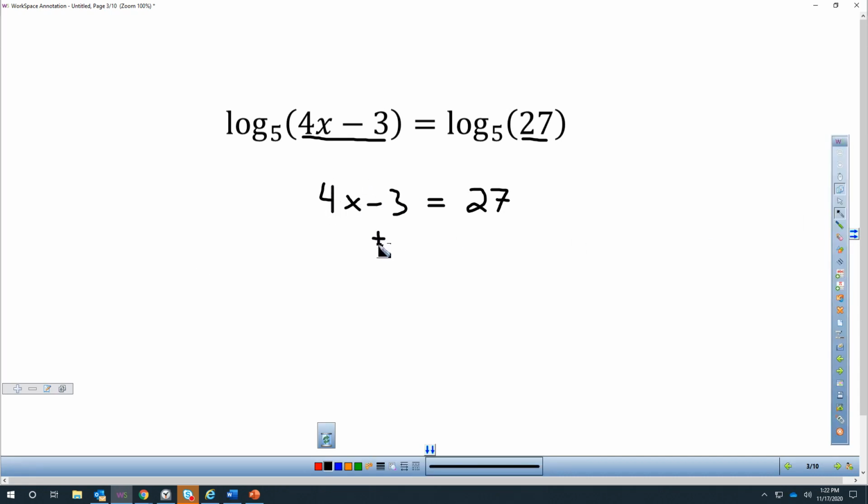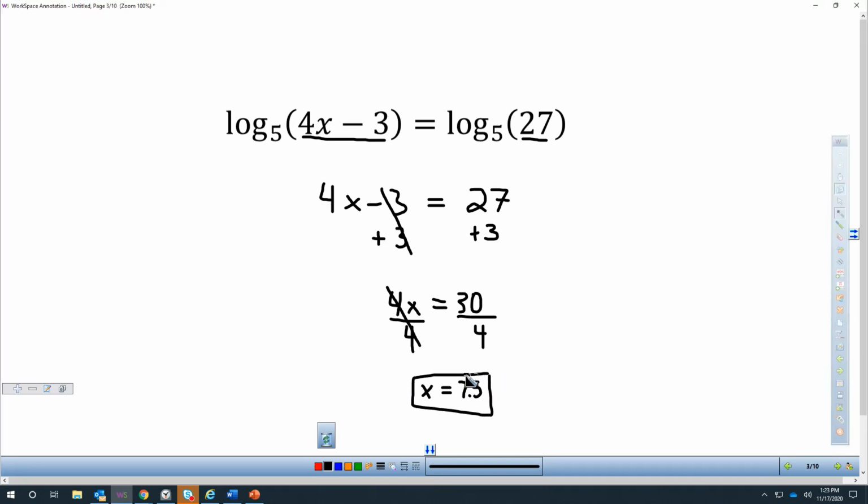So I'm going to add 3 to both sides. And that's going to cancel out over here. We're going to get 4x equals 27 plus 3, which is 30. Okay, and then I can divide both sides by 4. And that gives me x equals 30 divided by 4. 30 divided by 4 is going to come out to be 7.5. You can use your calculator to help you out if you need to. So that's my answer for x.